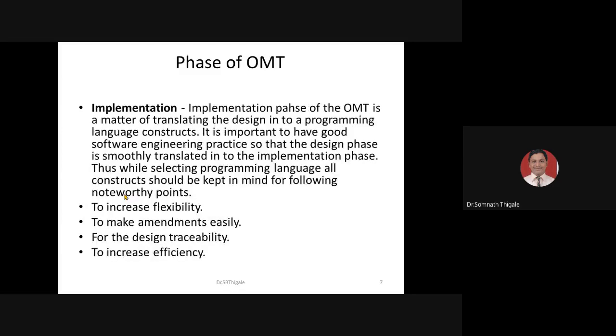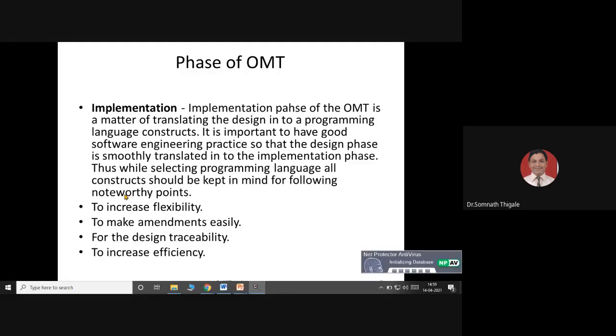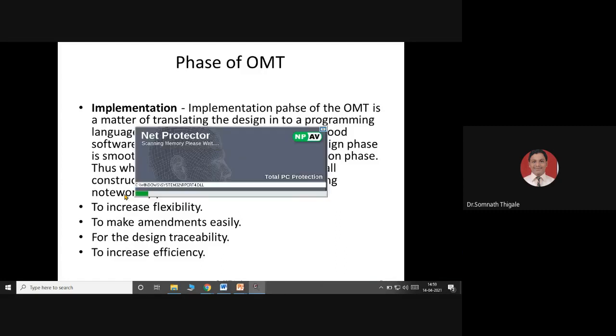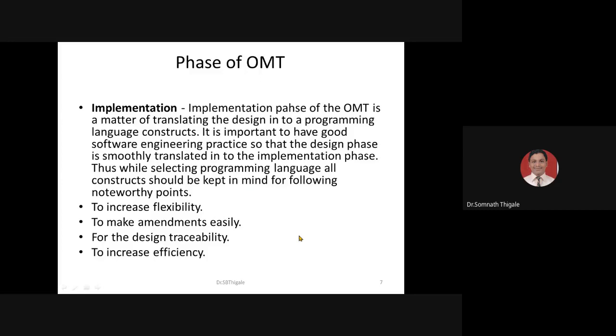Now next is implementation. The implementation phase of OMT is a matter of translating the design into programming language constructs. So simply what I am saying is, we will implement the OMT phase as a matter of translating the design, whatever the designer has made.